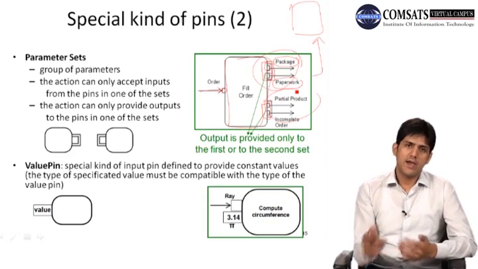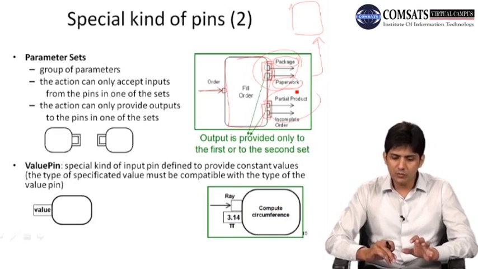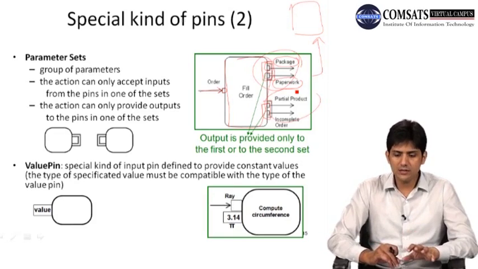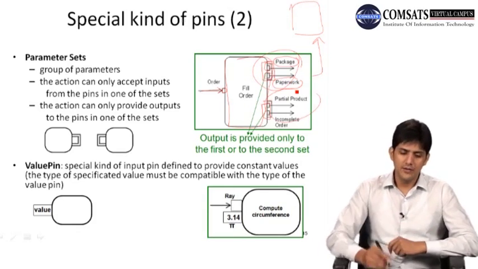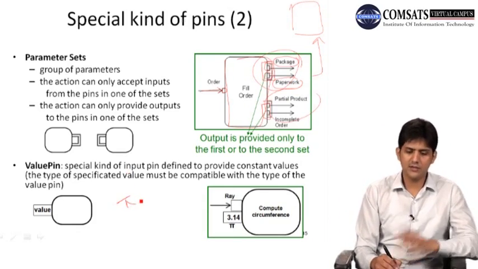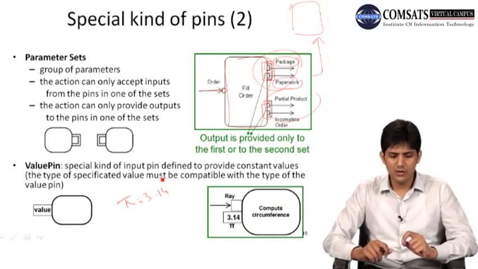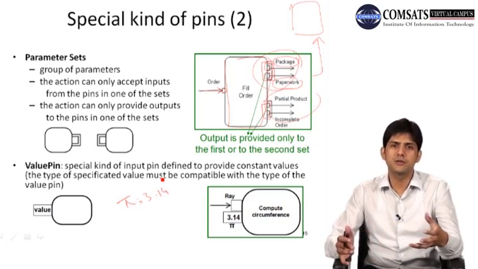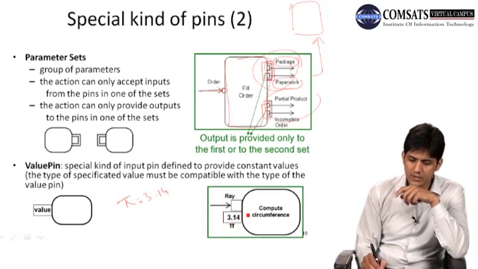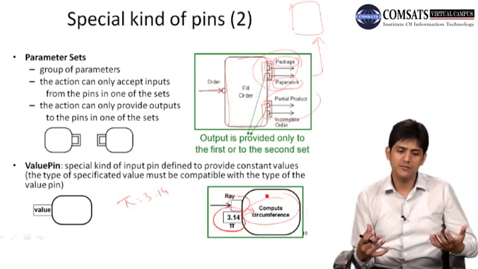Another special kind of pin is called a value pin. It is a special kind of input pin defined to provide constant values. For example, there is an action and there is some calculation going on. For example, you are using pi in a certain formula. Now we know the value of pi is a constant, 3.1416 whatever. So there is a constant value that will be used by this action in the computation. Whenever that is the case, you can have these value pins with the other pin. These two will be combined and the action is performed. So we call them value pins.